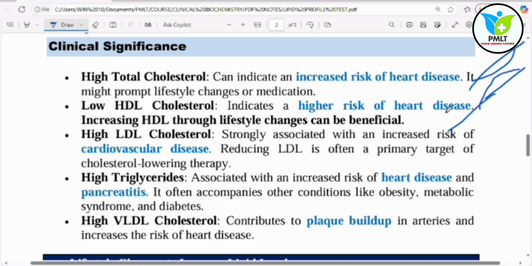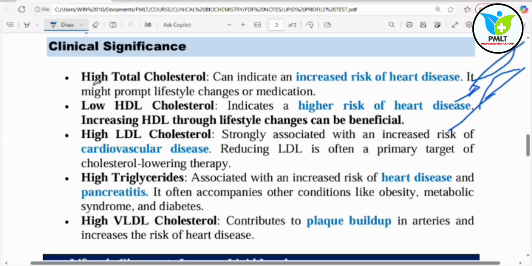Whenever plaque formation happens, blood is not flowing properly. That is the disorder or issue. When the blood is not flowing properly into the heart, heart related problems might occur.